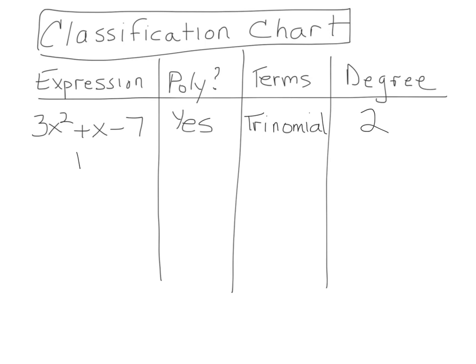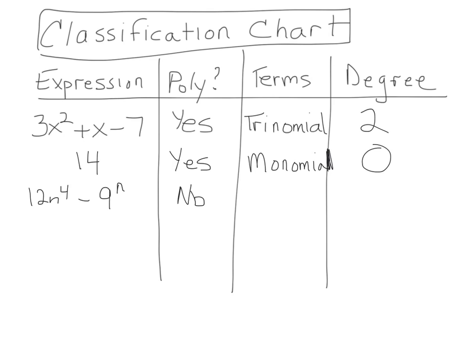Let's do another example, 14. Is this a polynomial? Yes, it is. It only has 1 term, so we would call that a monomial. And it has a degree of 0 because there is no exponent. Let's go with 12n to the 4th minus 9 to the n. Is that a polynomial? Nope. That is not a polynomial because you're not allowed to have a variable exponent.